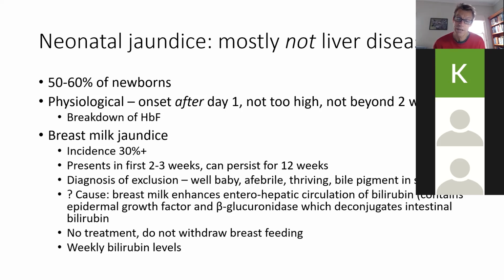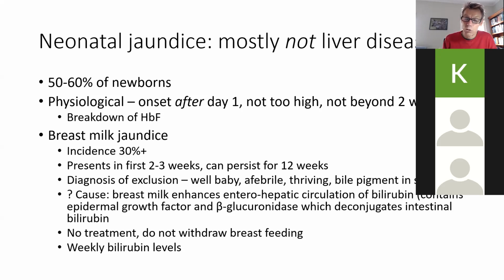But then it gets broken down, and that is converted to heme, and then to bilirubin, and then that gets conjugated by the liver, like we said, and excreted in the bile. So the physiological jaundice occurs after day one, because hemoglobin F doesn't get broken down on day one, but it's usually not beyond 2 weeks. So physiological jaundice is after day one. It's not too early, it's not too high, and it's not beyond 2 weeks. Those are the three things to remember about physiological jaundice: not too early, not too high, and not beyond 2 weeks.